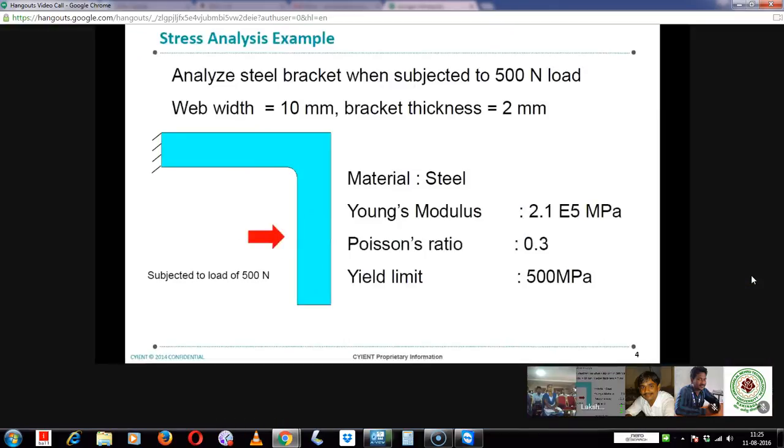For this example I have taken a simple L bracket. It is subjected to 500 Newton load. It is constrained at this location, and we have used steel material properties: Young's modulus, Poisson's ratio, and for steel the yield limit is 500 MPa. Geometry wise, we have taken a web width of 10 mm and a bracket thickness of 2 mm.